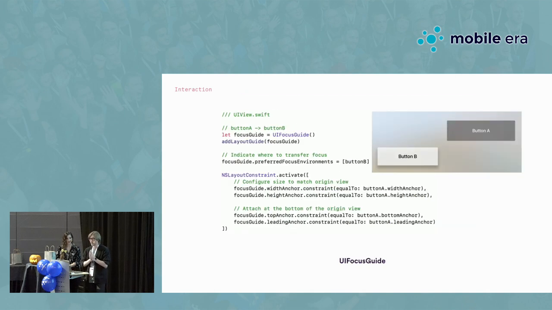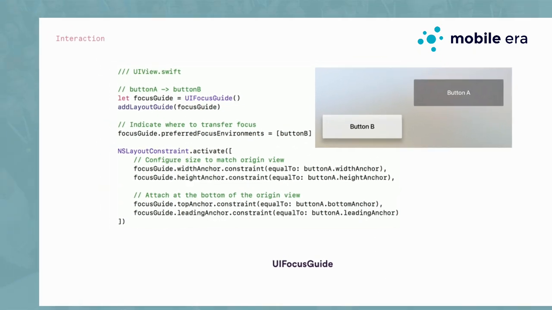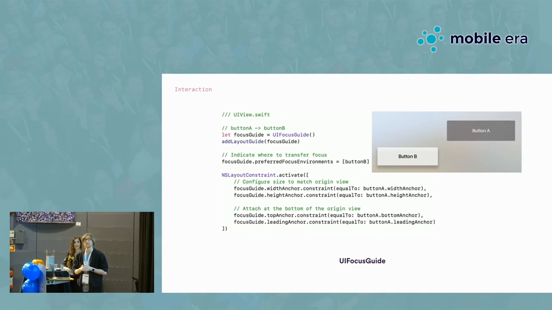Now, let's talk a bit about UIFocusGuide. Because most of the time, the focus engine works. It works by default, but sometimes it doesn't. So let's take this example. Here we have two buttons. And the focus engine is not going to understand that when you swipe down using your remote, you want to go from button A to button B, just because this layout is not what the focus engine can work with. And in this case, you can create a UIFocusGuide.